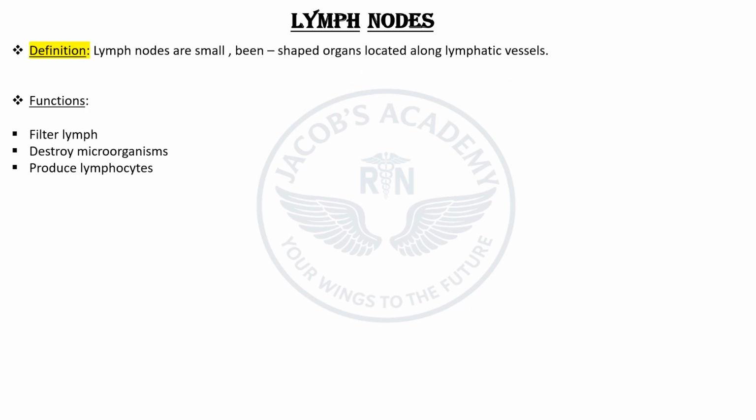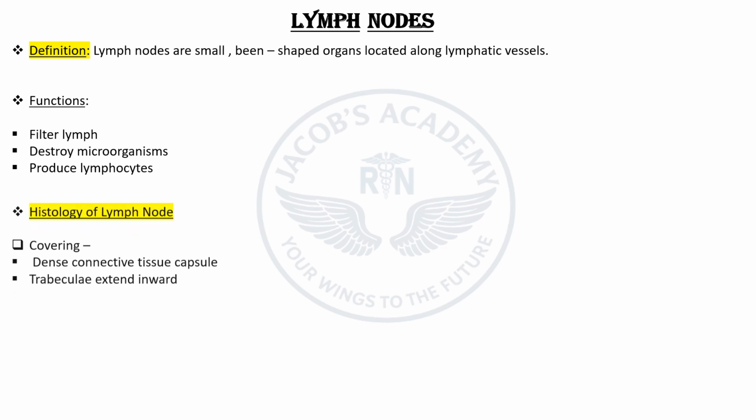Now let us learn about lymph nodes. So see the definition here. Lymph nodes are small bean-shaped organs located along the lymphatic vessels. And see the next, functions of lymph nodes. The first one is filter lymph, which means lymph nodes filter lymph. And the second one is destroy microorganisms, which means they destroy microorganisms and foreign particles. And the third point is produce lymphocytes, which means they produce lymphocytes which are essential for immunity.